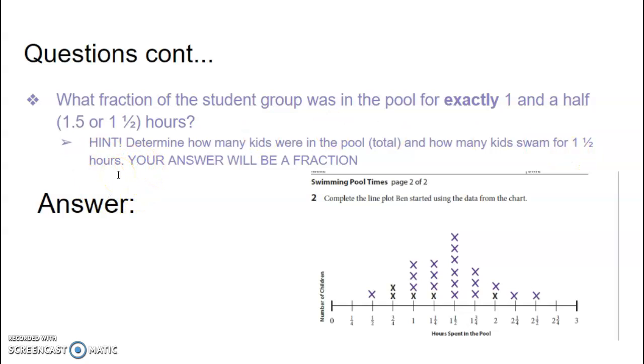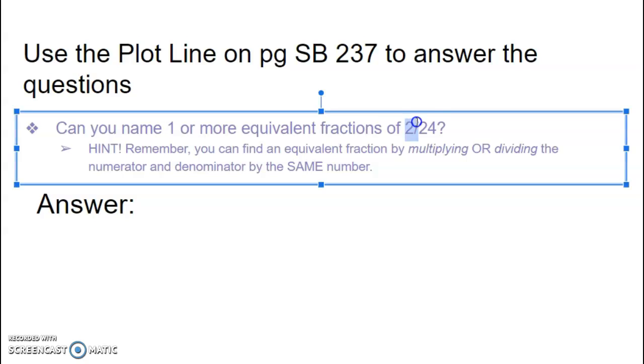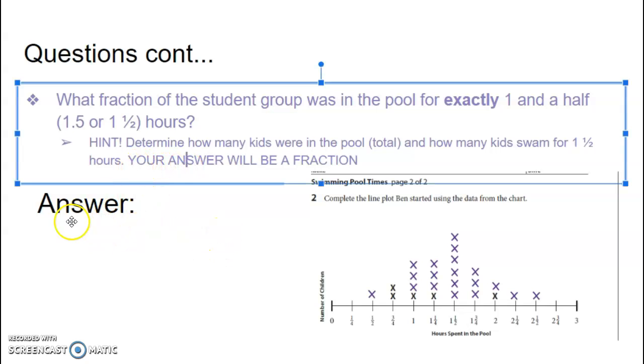So you have to remember which number is the numerator. Is the numerator the amount total? Or is the numerator how many fit in that amount? And then you'll have to figure out the denominator. Is the denominator the total? Or is it how many are in that group? Remember, all of our fractions have a smaller numerator than denominator, so that should be another hint for this question. Your answer will be a fraction.